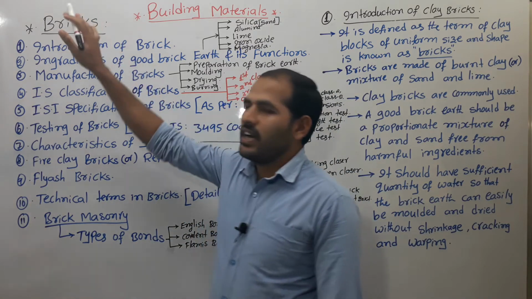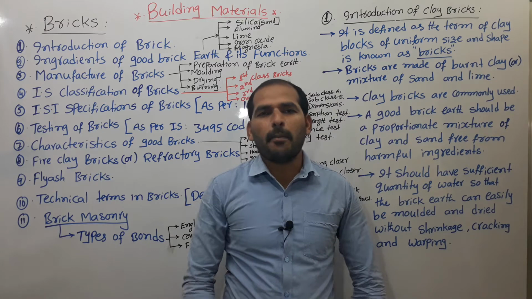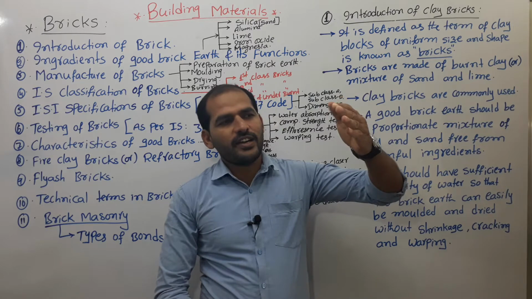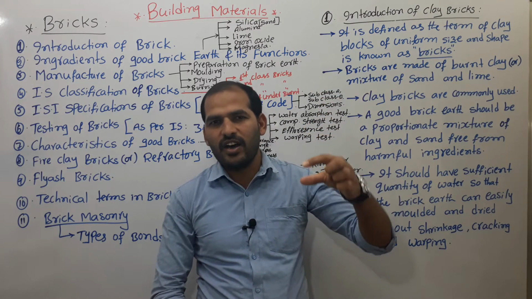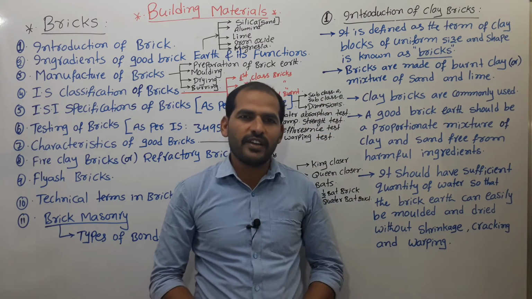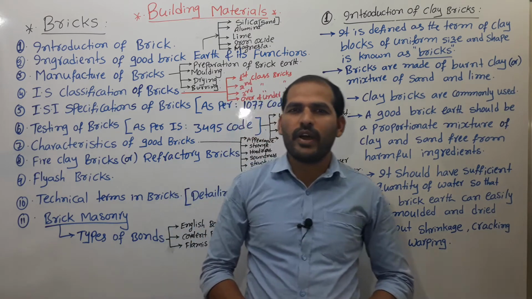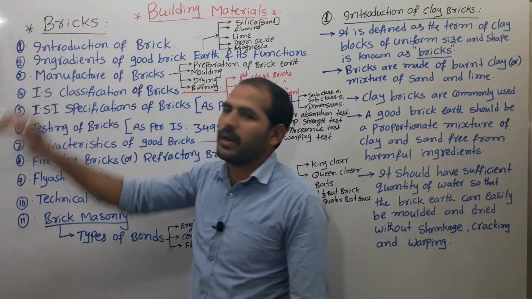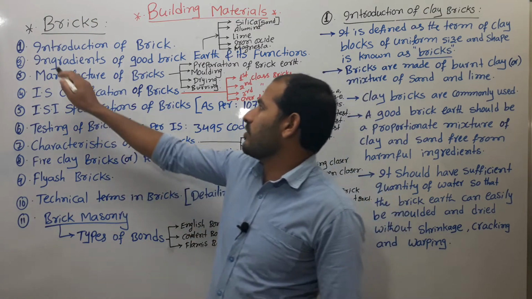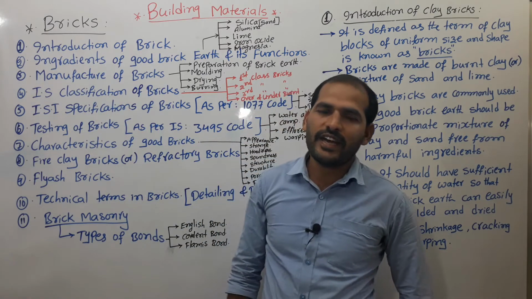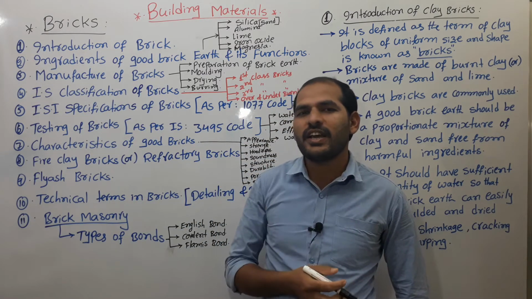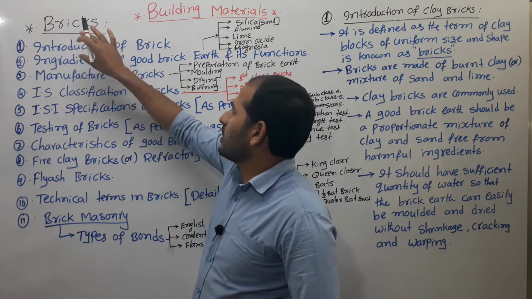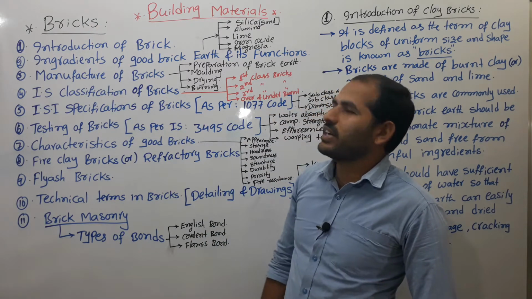So first, if you take any subject as a competitive aspirant, first we go for main headings, then subheadings, then formulas, then the important ones, right? So this is the way of competitive aspirants. In this building materials, the first unit is bricks. In the bricks, first we go for the introduction of bricks: what is a brick, how we make the bricks, and what is the definition of bricks. First we will go through the bricks chapter's introduction part, right?